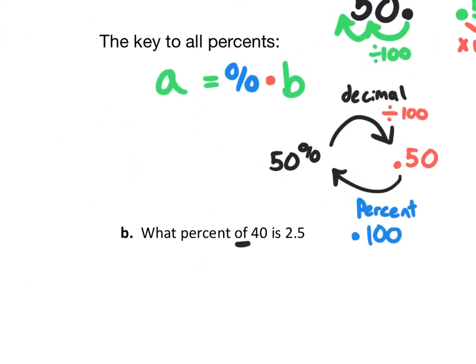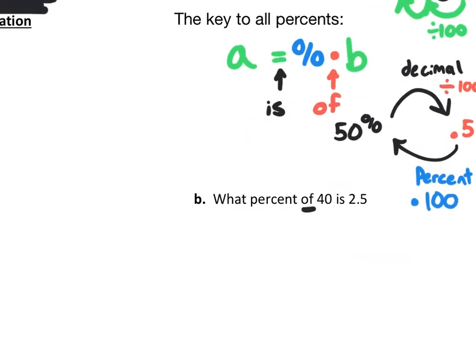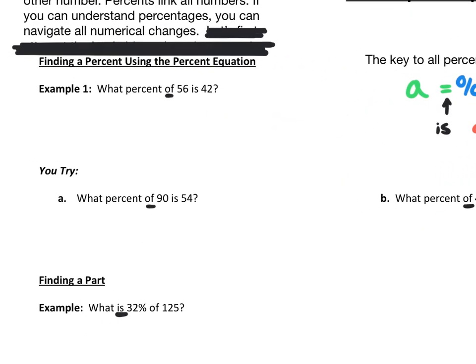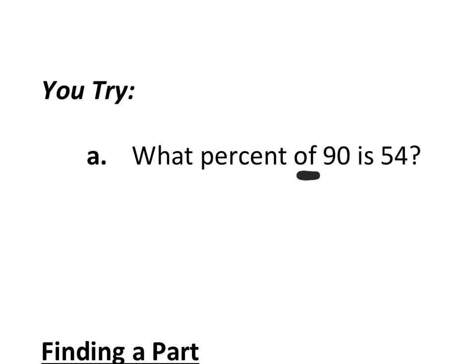So here are some additional words. This multiplication is going to represent the word of. The equal sign often relates to the word is. Using those two words can help us set up these problems. So let's do some of these you-tries. So it says what percent? That means as far as it goes for us using the equation here, when it says what percent, we are looking for this value right here.